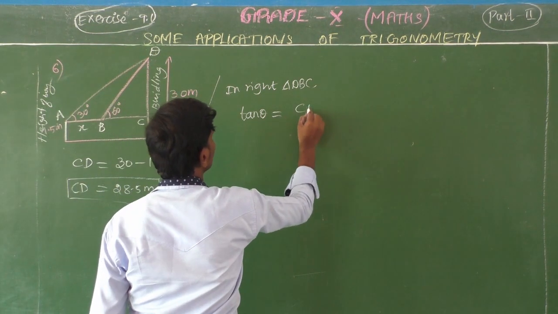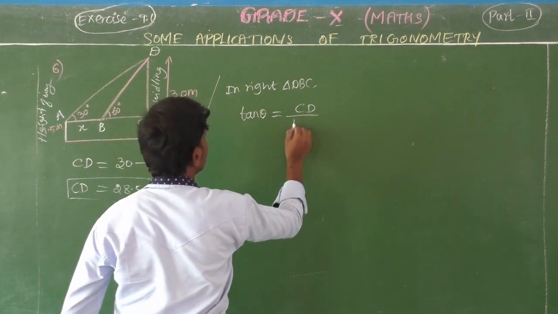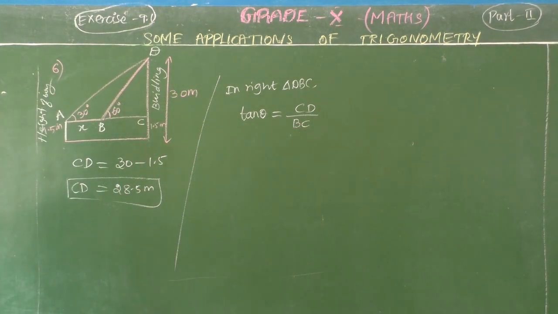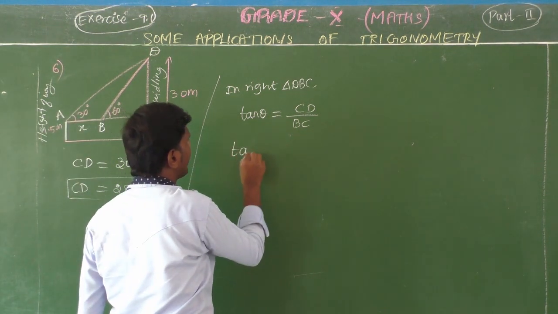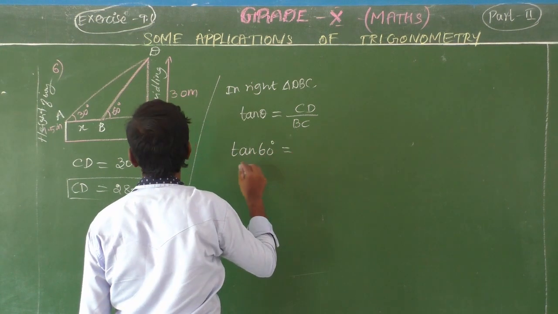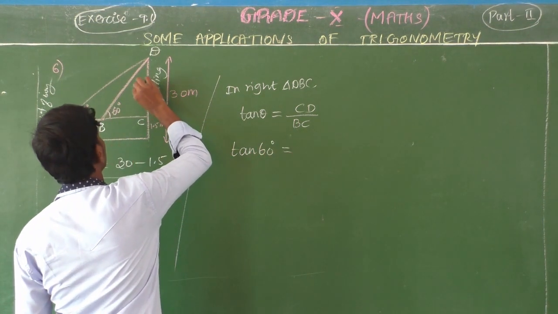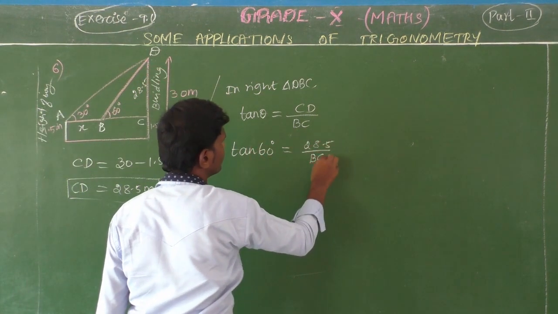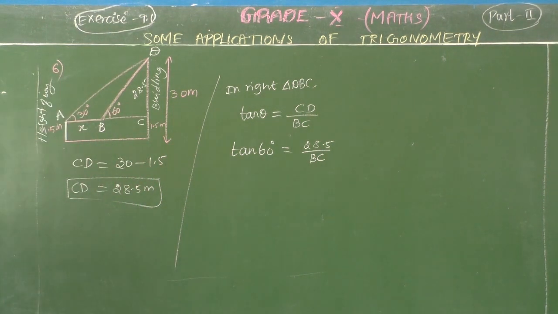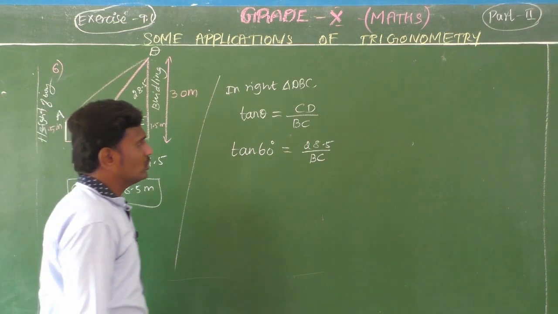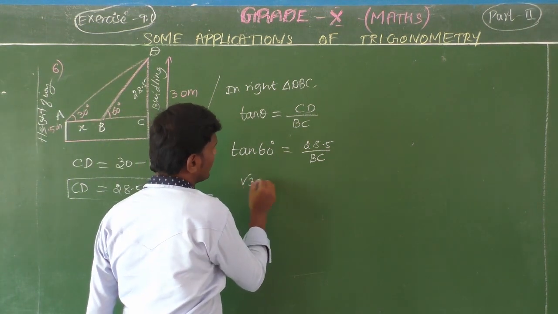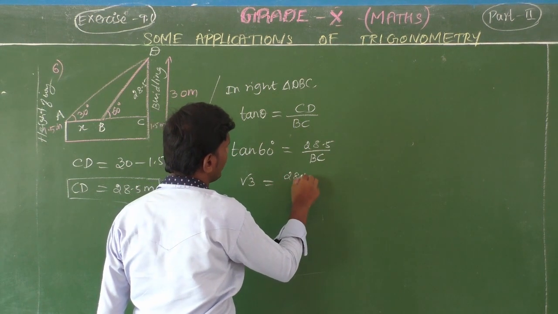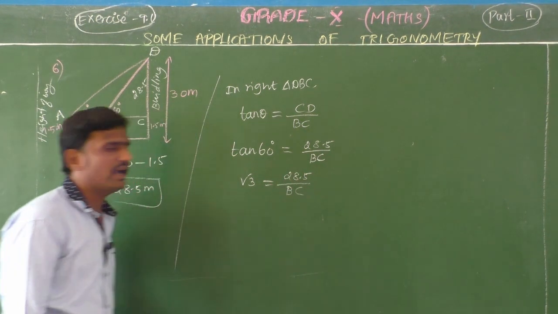Here the opposite side is CD and the adjacent side is BC. Yes, students. Now I am going to substitute the values. Tan 60 degrees is equal to the value of CD, which we already know is 28.5, divided by BC. Simply take BC, or otherwise give some more variables, y or something else. Do you know the value of tan 60? Yes, root 3, which is equal to 28.5 by BC.